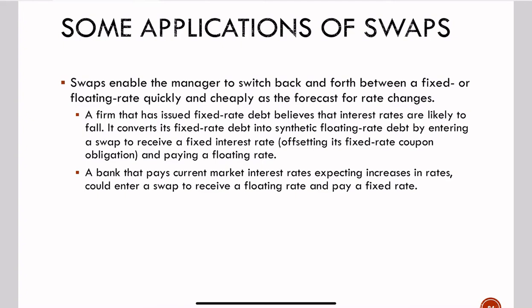So let's say there's a firm, and this firm has issued some fixed rate debt. And the firm forecasts the interest rate will fall. Now, what can this firm do? Well, the firm can actually enter a swap agreement. In this case, the firm will pay a market floating rate and it will receive a fixed interest rate. Now, let's see how this works.